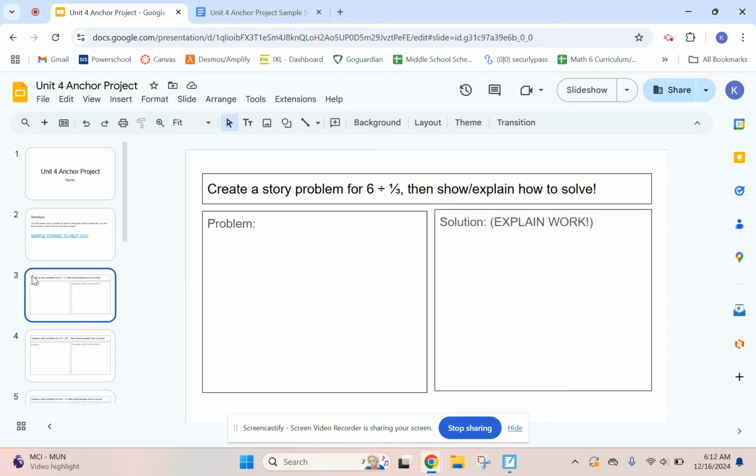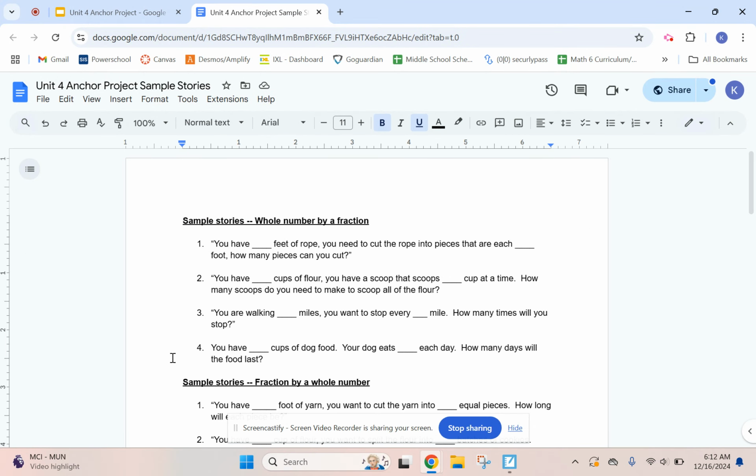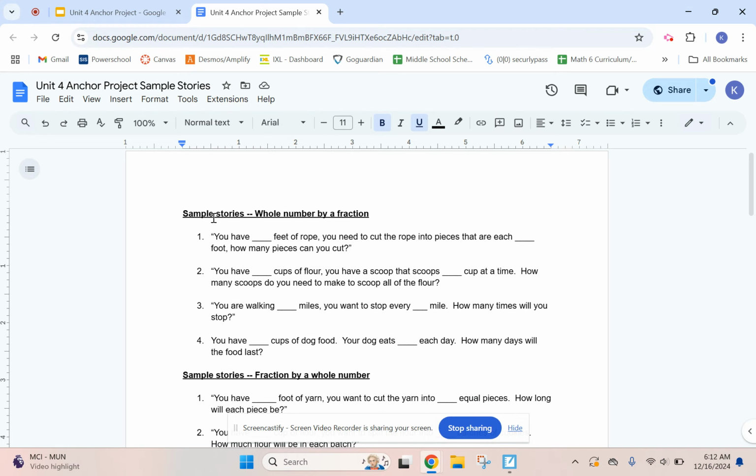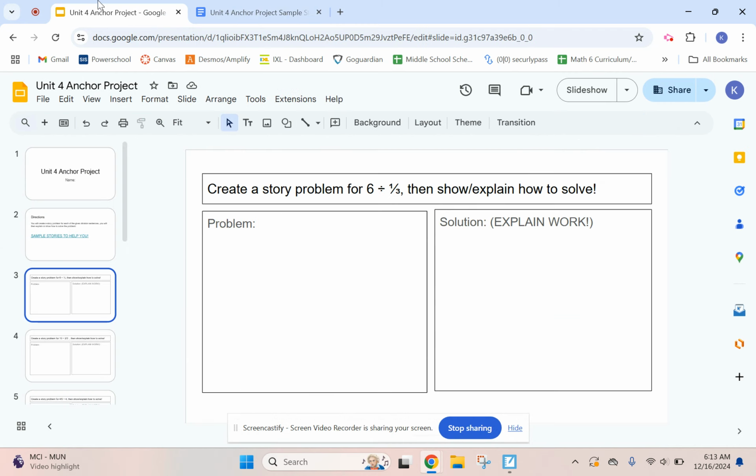All right, so slide 1: create a story problem for 6 divided by 1/3, then show or explain how to solve. As you see here, we have a whole number divided by a fraction. So from my sample stories, I'm going to choose from the whole number by a fraction. Let's do this third one here. You are walking so many miles, you want to stop every so many mile. How many times will you stop? All right, I'm going to paste that in here.